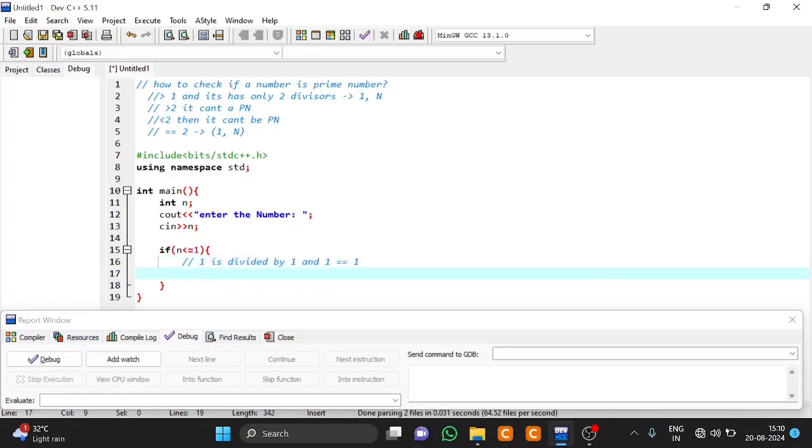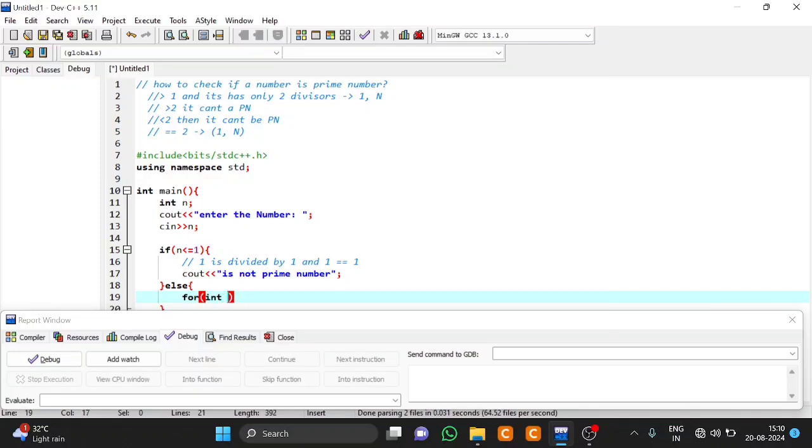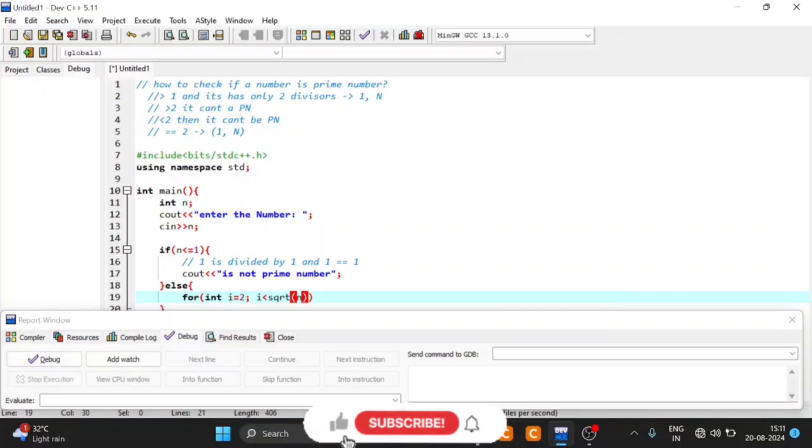So directly we print cout "n is not a prime number". If this condition isn't satisfied, we write another condition. Here we take a for loop with i equal to 2, starting from 2, with i less than or equal to the square root of n. Here sqrt is the function to find the square root of a given number.